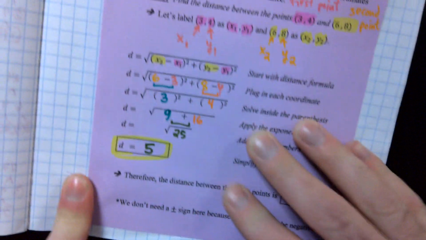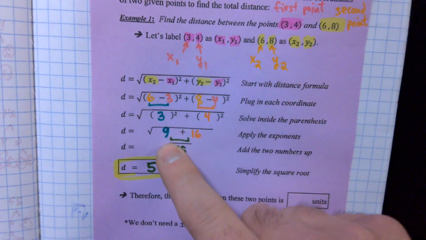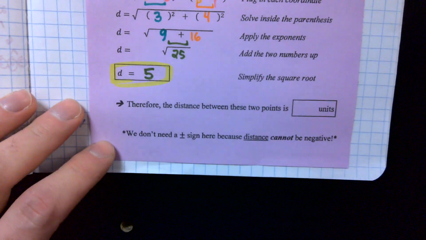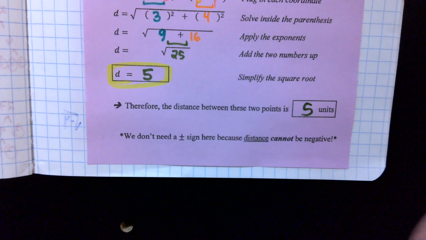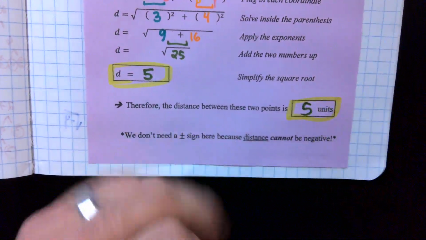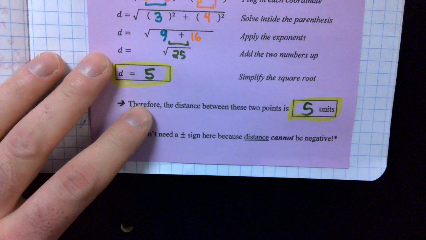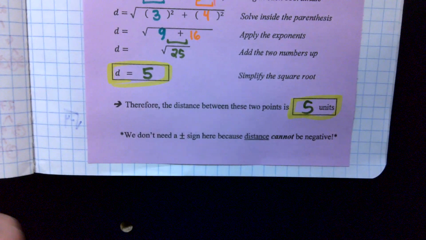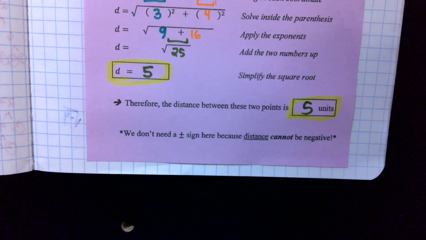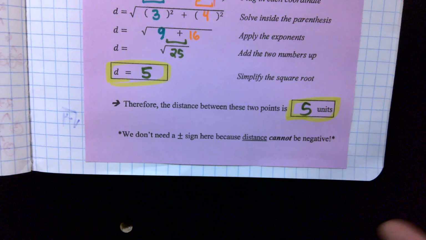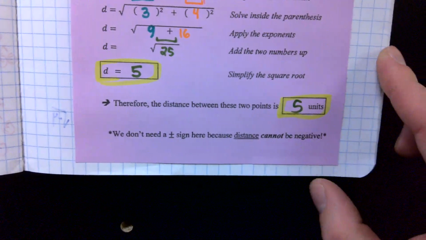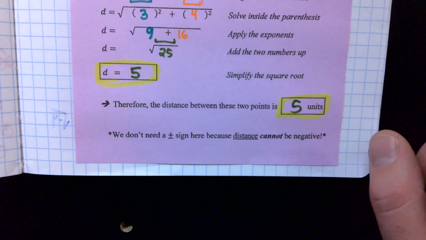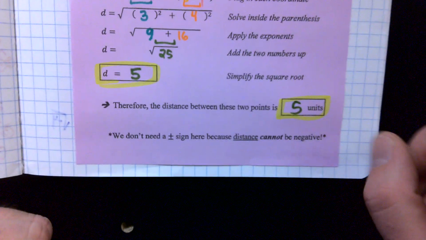So the distance between these 2 points is 5 units. Anytime we're talking about distance, I want to include units on the end. Sometimes it will say miles. If we're talking about a specific problem, it'll talk about miles and stuff, and then you just change out units to whatever the units are they give you. Now, should my answer be plus or minus 5 or just 5? We don't need it. Just 5.